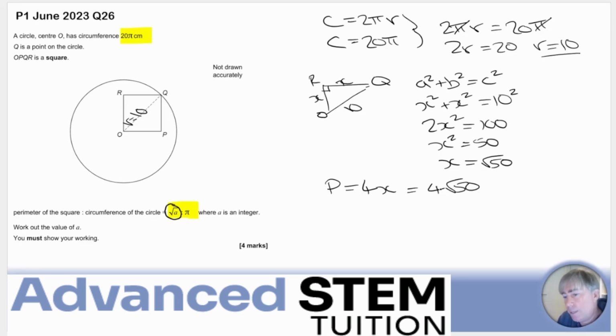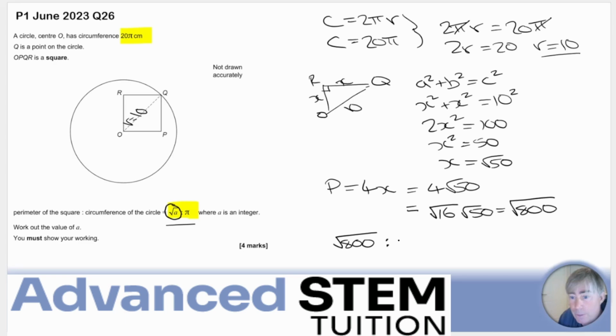Now, we need to somehow squeeze that 4 under the square root sign. So we can do an opposite of simplifying surds, and we know that 4 is equivalent to root 16, and then we can apply our surd laws and multiply those two integers together. I know 16 times 50 is 800, so I know that that's root 800. So what we're after here is the perimeter of our square, which is root 800, and the ratio would be to, in this case, 20 pi.